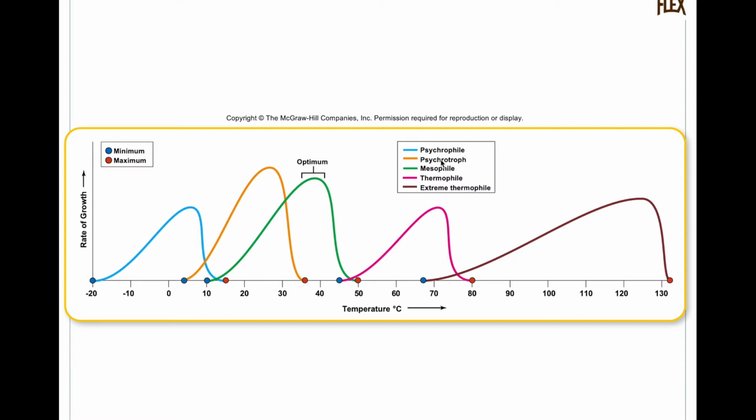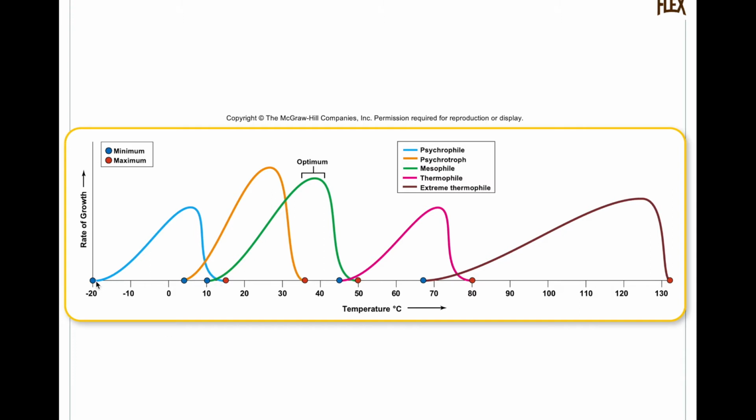They can tolerate the cold, but it's not as much as these guys up here. Okay, I mean that's just one way to think of it. All right, so these blue guys are these psychrophiles. We just saw again that their range is between negative 20 and about 15 degrees Celsius.